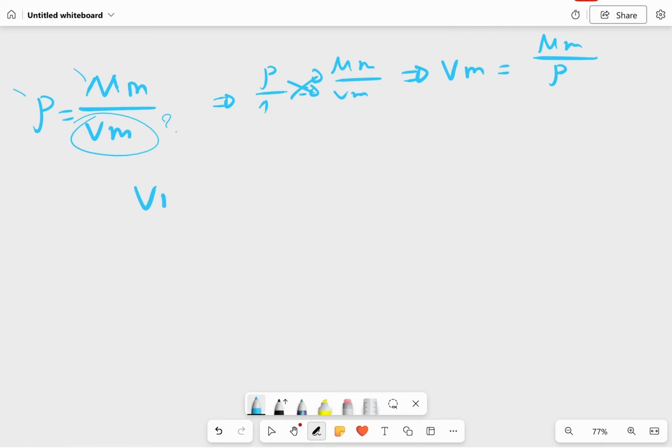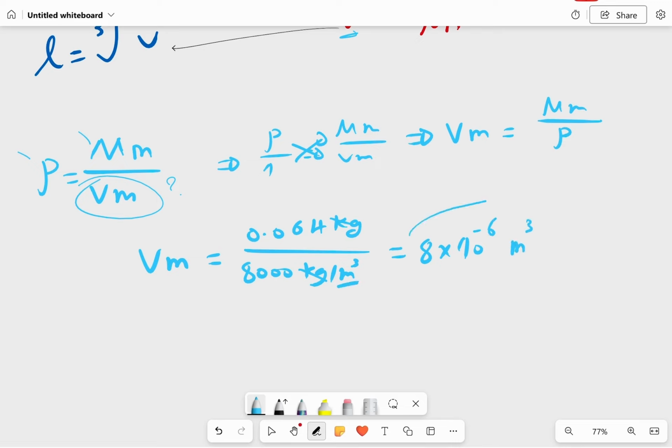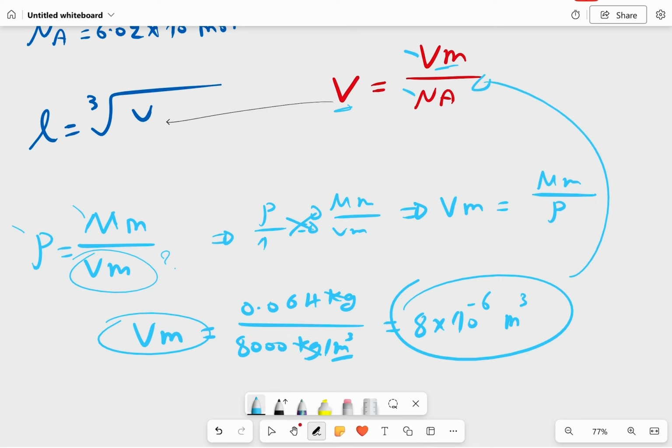So you have molar volume is equal to molar mass, 0.064 kilogram, divided by density, which is equal to 8,000 kilogram per meter cubed. Kilogram goes with kilogram. Divide this number and you'll get 8 times 10 to the power of minus 6. The final unit is meter cubed. This is molar volume. Now let's take this number and put it right here.